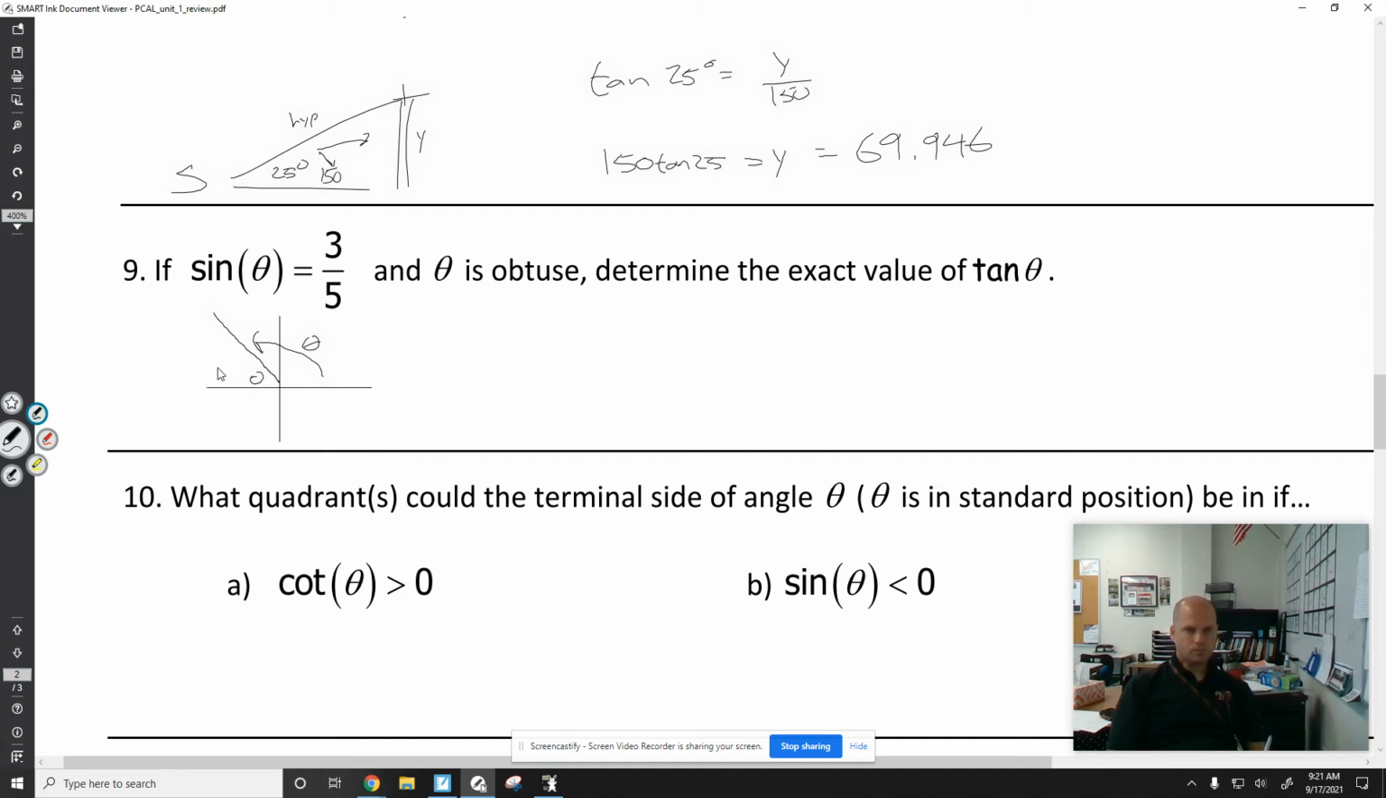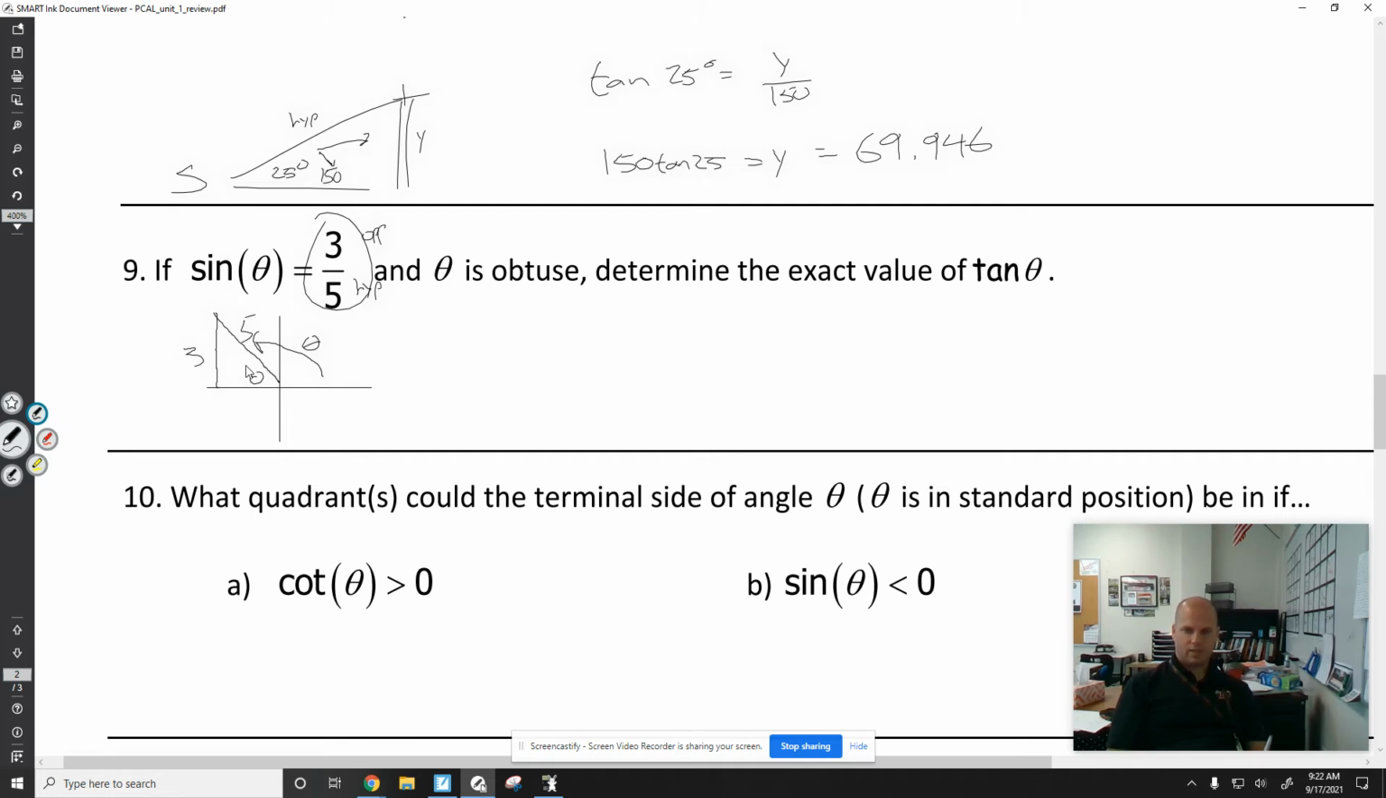Okay. Now, I'm thinking we need to be in the second quadrant rather than the third or the fourth, which are both obtuse angles if we keep going. Because sine is giving us a positive ratio, we need to be going up on the y-axis. We need this to be opposite and this to be the hypotenuse. So I need that to be 3 and that to be 5.